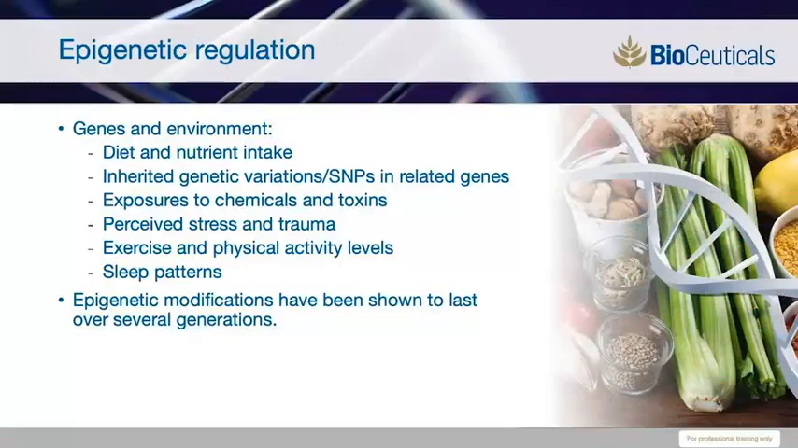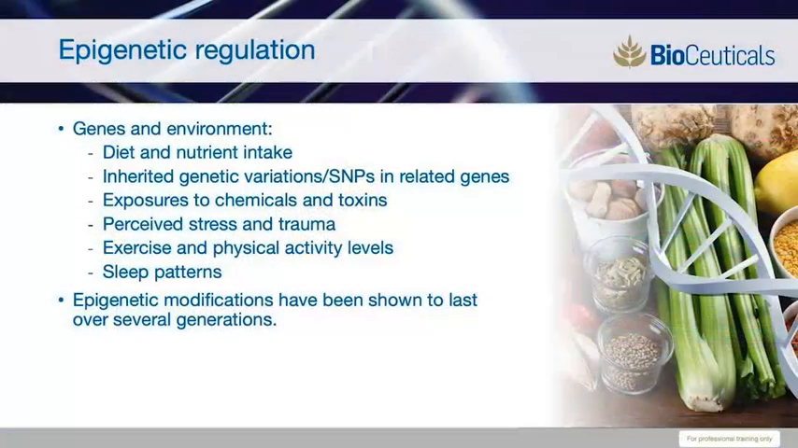So what impacts on methylation or epigenetics? It's our genes and our environment. So it's the diet and the nutrient intake. Of course, we're talking about B vitamins and folate, but it's not just the Bs and the folate. There are other nutrients that directly impact on epigenetics and methylation, even things like sulforaphane. We'll come into that in the detoxification module. Inherited genetic variations and SNPs. We know that things like MTHFR can impact on methylation because it increases risk for higher homocysteine. We're getting less methionine, less S-adenosyl methionine, less methylation.